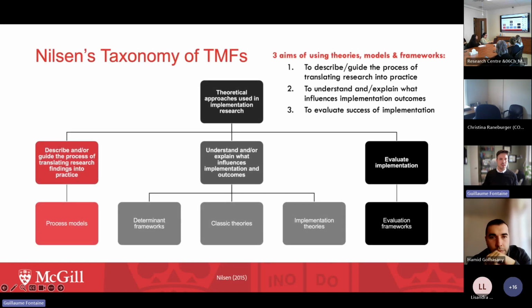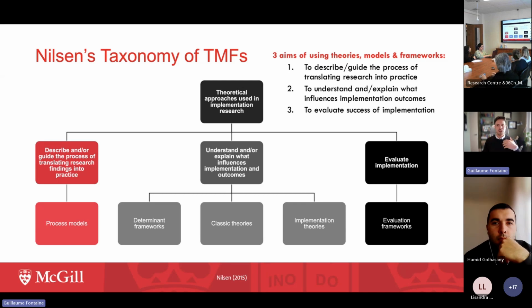When we think about implementation science, like I said, we have to use some tools. Some of these tools, broadly speaking, the red component of the tools that you're seeing on the screen, those process models are meant to guide the process of putting an intervention into routine use. So if you want to scale up an intervention, those process models will specify essentially a series of steps to do so, making sure that you use a structured approach.